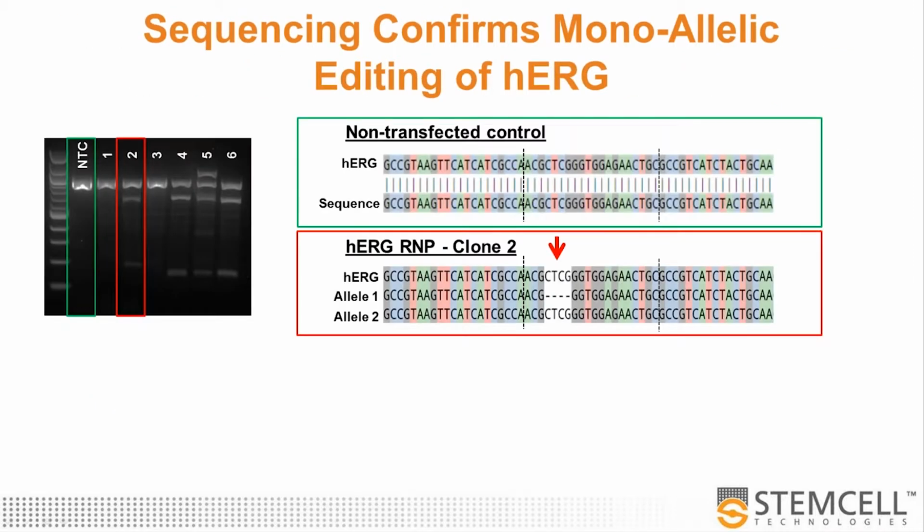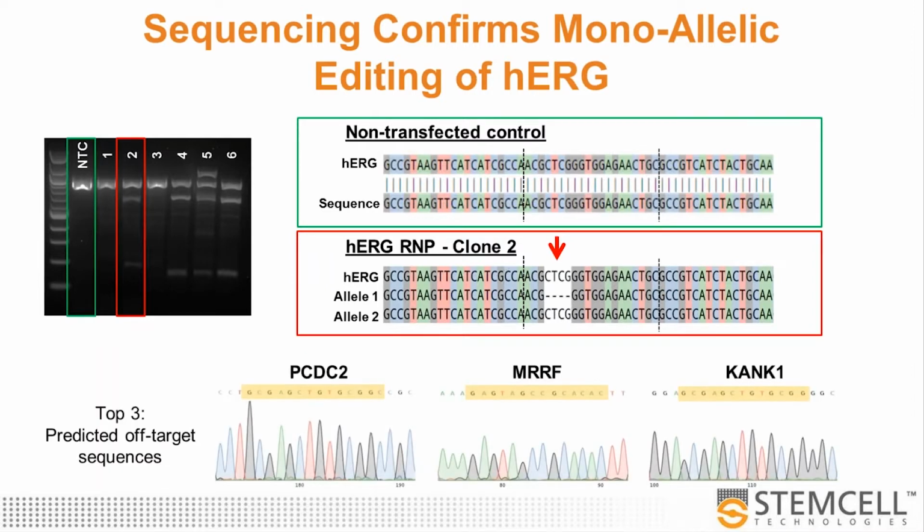So we took those clones and then had them sequenced, and what we found was in clone 2 here, one of the clones, we see a deletion in one of the alleles, where in the second allele there isn't this 4 nucleotide deletion. So here we were able to generate a heterozygote deletion in one of the alleles of the hERG channel, where the non-transfected control had no effect. And we also looked at off-target effects for 3 most likely ones, and we found no off-target effects.